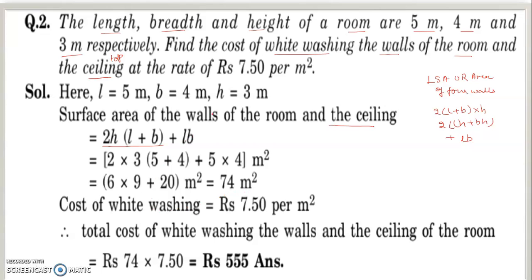Now it is also saying the rate is 7.50 per meter square. So what will be the total cost? Multiply by 74. See here it is saying find the cost of whitewashing the walls of the room and the ceiling at this rate. So the rate is rupees 7.50, and this is your surface area, that is 74 meters square. So 74 into rupees 7.50 will give me 555.